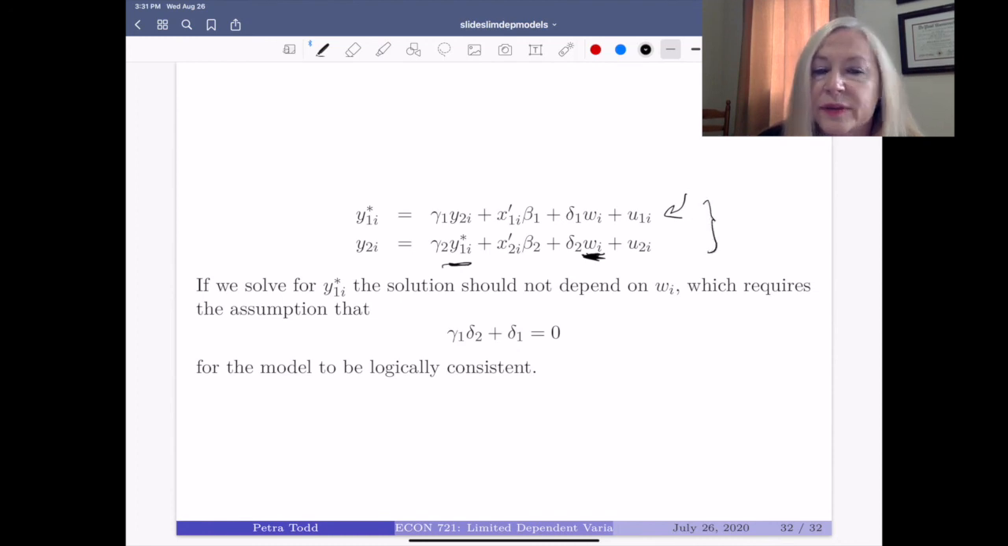But he showed that in order for this model to actually be coherent, you had to impose some restrictions. He showed that if you solve for Yi, the solution should not depend on W. So you couldn't estimate this model the way it is. It's actually logically inconsistent. You'd have to impose some restrictions on the coefficients. All of these examples are discussed in Amemiya's chapter, so it would be a useful supplement to these notes to also look at his chapter.